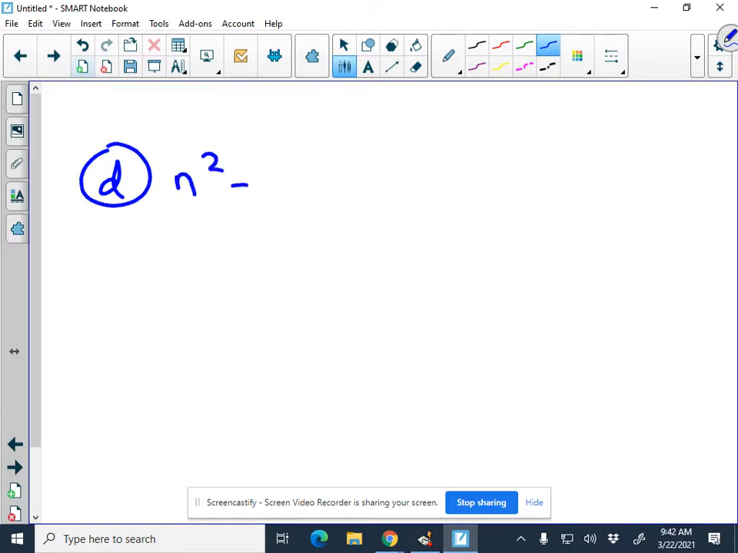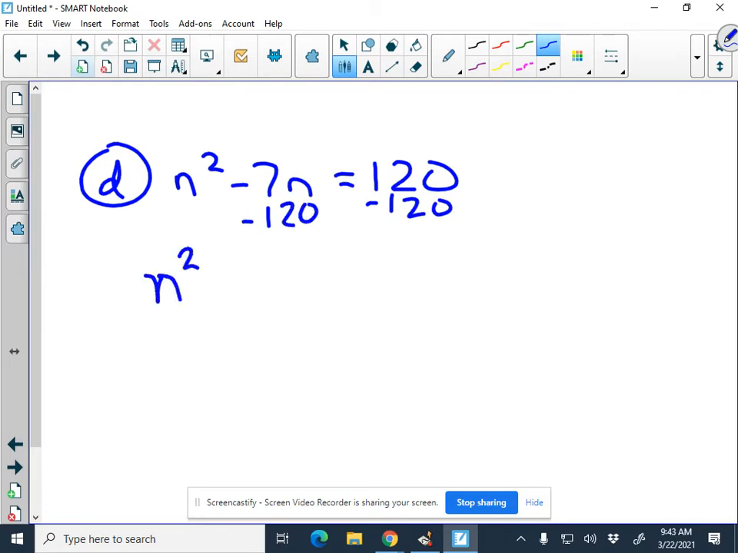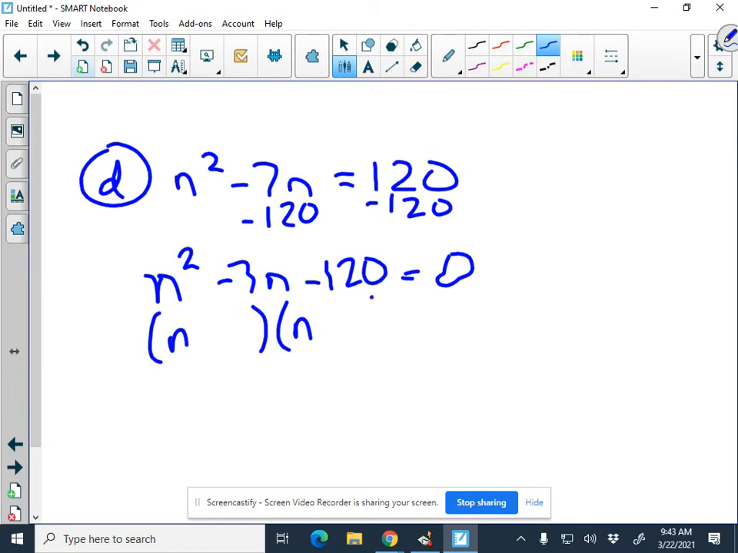n squared minus 7n equals 120. What should we get rid of? 120. There we go. So we have n squared minus 7n minus 120 equals 0. n times n is n squared, and we have 120.